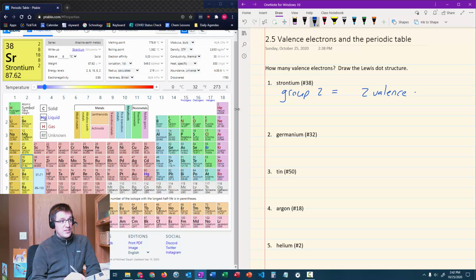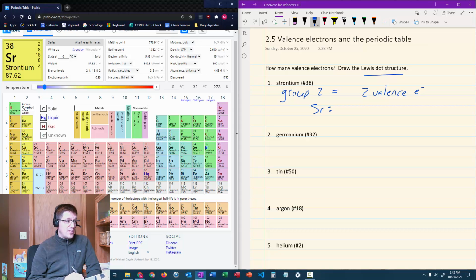And that's pretty sweet that the periodic table is organized this way, because strontium has 38 total electrons, but just by looking at which column it's in, that tells us that the outside shell, the valence shell, only has 2. So the Lewis dot structure for that is going to be Sr with 2 dots, and that's it.